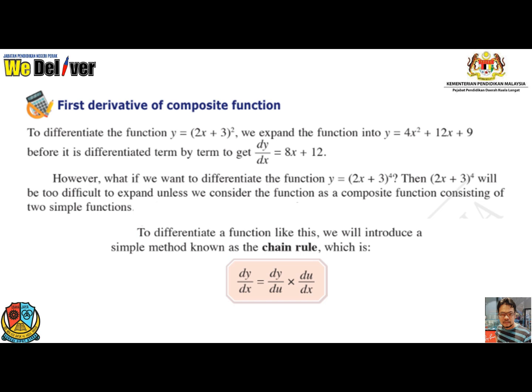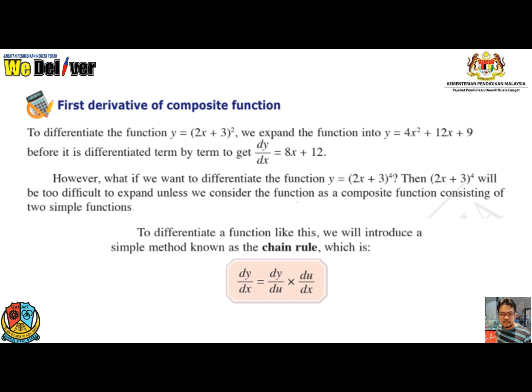Hello everybody, in this video I will show you how to determine the first derivative of composite function. To differentiate the function y equals (2x + 3)^2, we expand the function into y equals 4x squared plus 12x plus 9 before it is differentiated term by term to get dy/dx equals 8x plus 12.